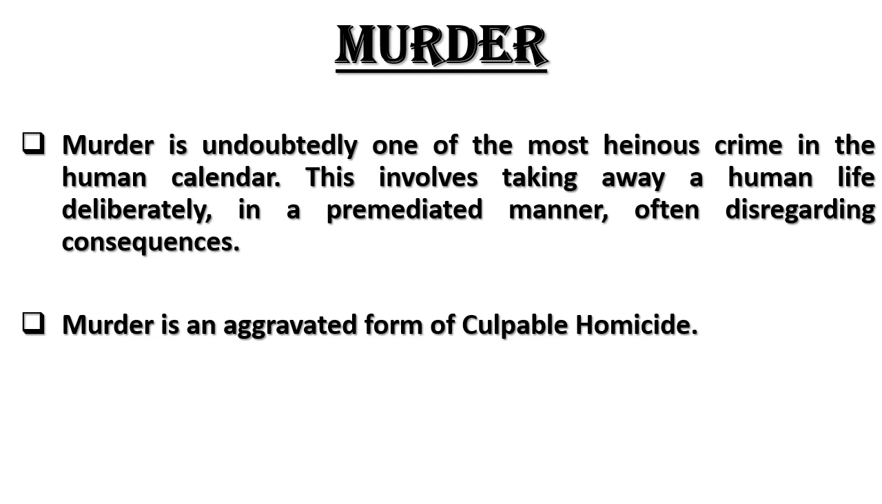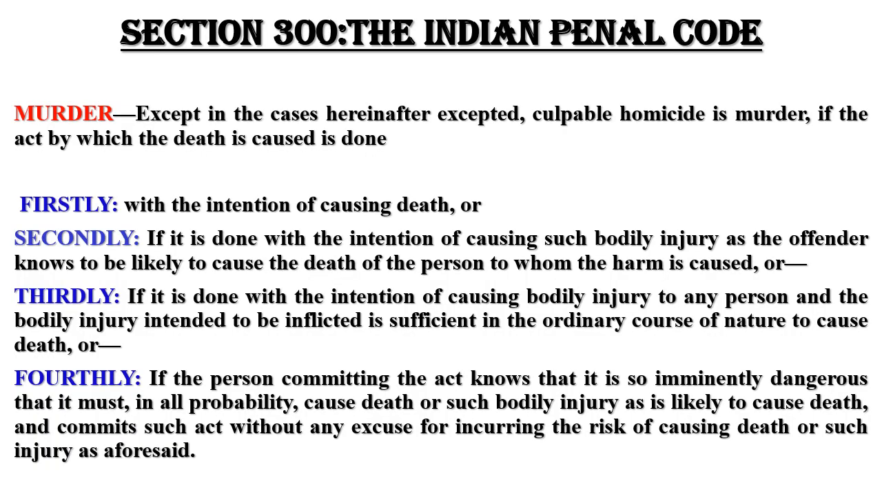Murder is an aggravated form of culpable homicide, which is to say that culpable homicide is a genus and murder is a species or a specialized form of culpable homicide. Section 300, which primarily deals with the offense of murder, says that except in the cases hereinafter excepted, culpable homicide is murder. So, in the starting sentence itself, it has been stated that murders are kept under culpable homicide, which is to say that every murder is a culpable homicide, but all culpable homicides are not murder.